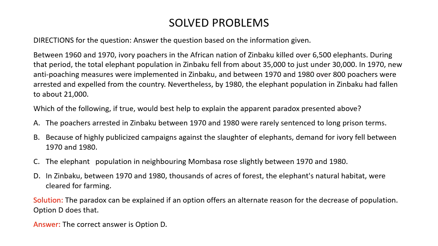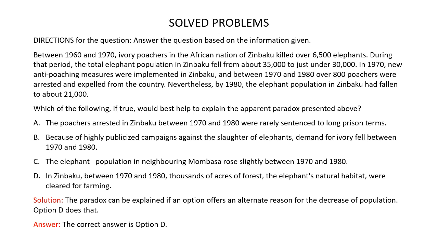In 1970, new anti-poaching measures were implemented in Zimbabwe, and between 1970 and 1980, over 800 poachers were arrested and expelled from the country. Nevertheless, by 1980, the elephant population in Zimbabwe had fallen to about 21,000. Which of the following, if true, would best help to explain the apparent paradox presented above? Here you are given 4 options and you have to find out which of these options is the correct one.